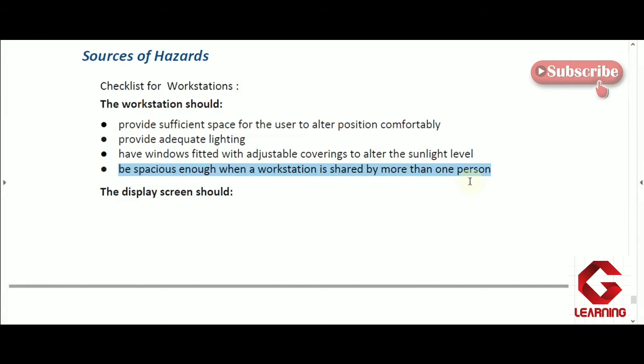And because of enough oxygen, employees who are working there will be able to work properly. They will be able to think properly. So that's why workspace must be spacious. So there will be enough oxygen, and their movement will also be very simple or easy.